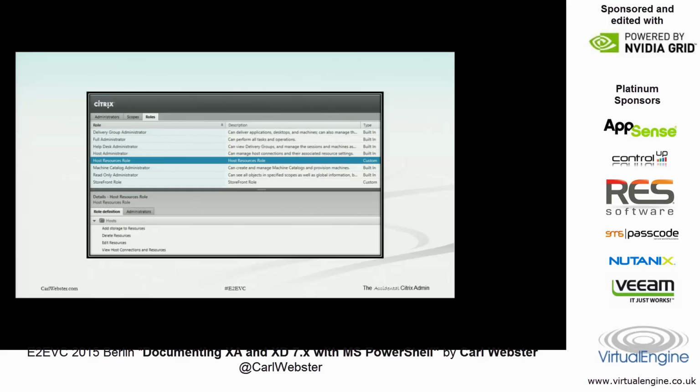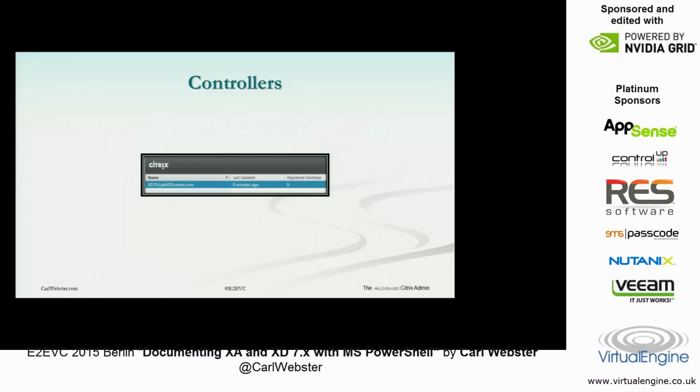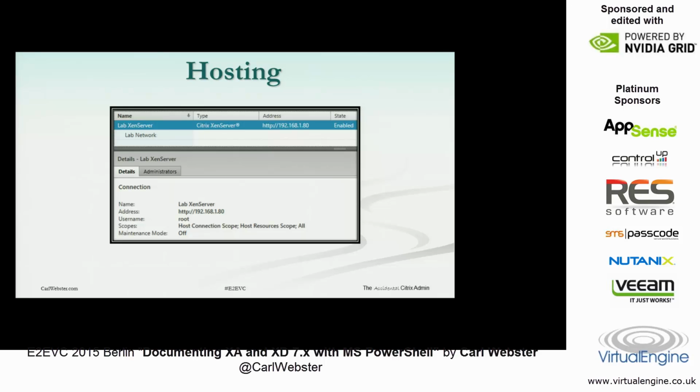I've been able to, for machine catalogs and delivery groups and even hosting, say what administrators have access to that hosting resource or that delivery group or that machine catalog, but to say what permissions a role has, you have to figure that out. Citrix can't even tell me how to do it. Controllers, that's easy. Hosting was a bitch.